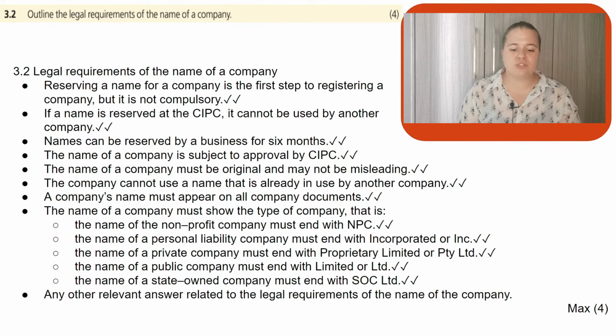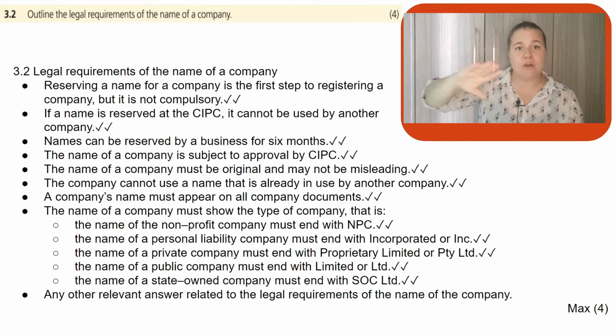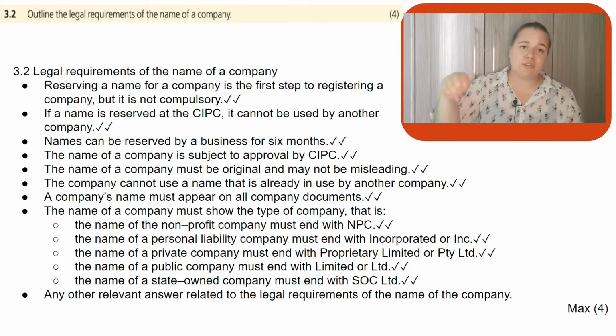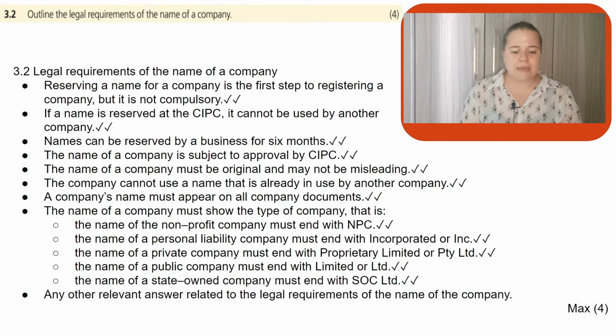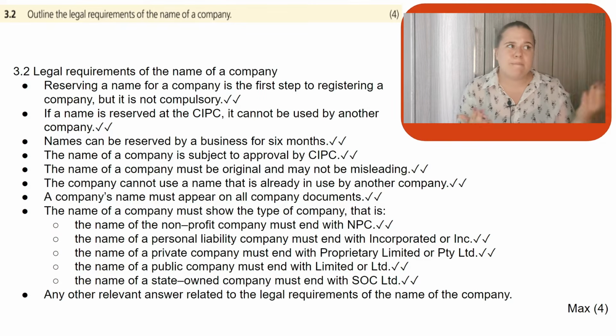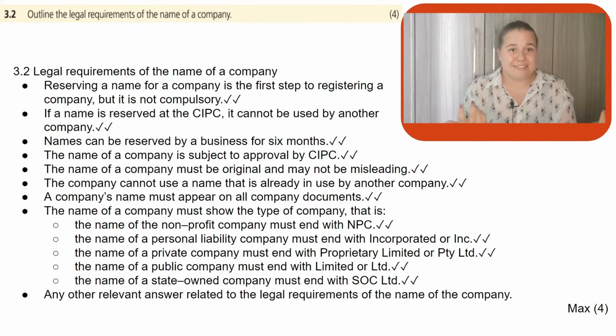If the name is reserved at the CIPC, it cannot be used by another company. So if I reserve and I register my name, no other company may use that same name as what I have. Then names can be reserved by a business for 6 months. The name of a company is subject to the approval of the CIPC. They need to approve it. Why? Because they need to check, does someone else have this name? Is it copyright? All right.